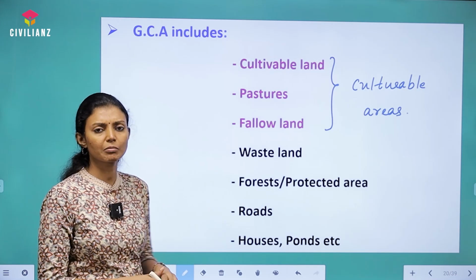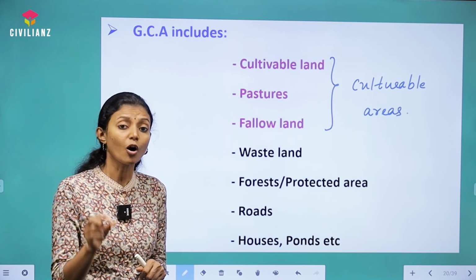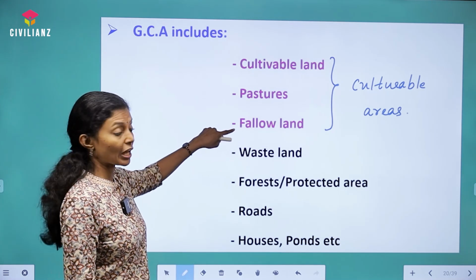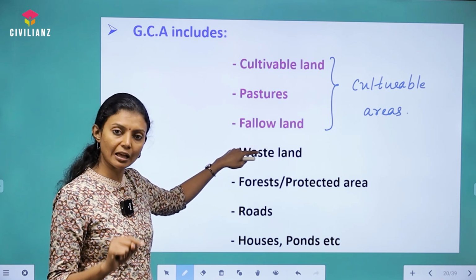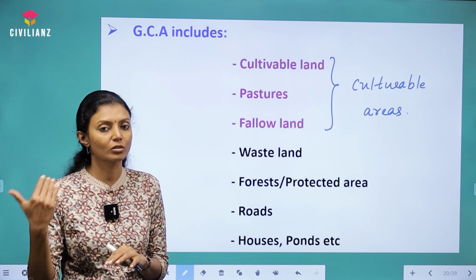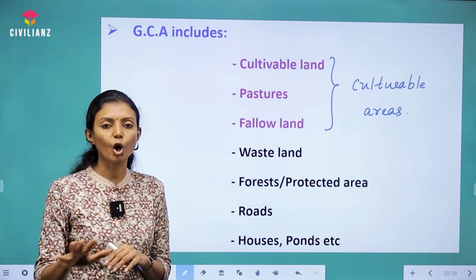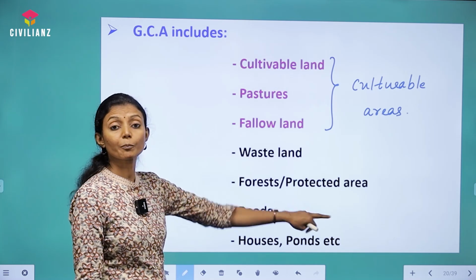So wasteland means basically barren land, land which is left uncultivated for more than 5 years. Fallow land was left uncultivated for more than 1 year and less than 5 years, but wasteland is left uncultivated for more than 5 years. So basically it is not fit for cultivation right now. Now, forest or protected area.